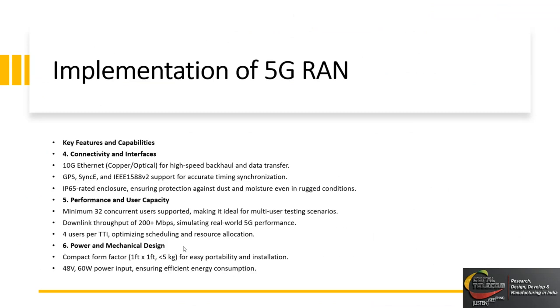Then performance and user capacity. So a minimum of 32 concurrent users is supported, making it ideal for multi-user testing scenarios. Then downlink throughput of 200 plus Mbps, simulating real-world 5G performance. Then 4 users per TTI, optimizing scheduling and resource allocation.